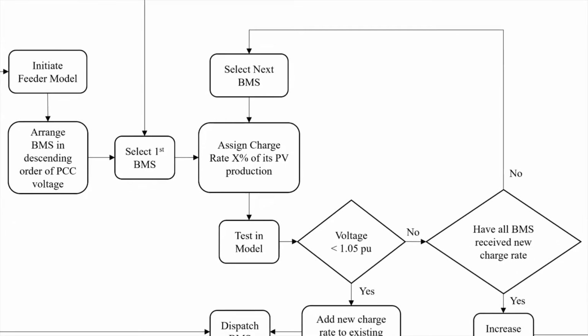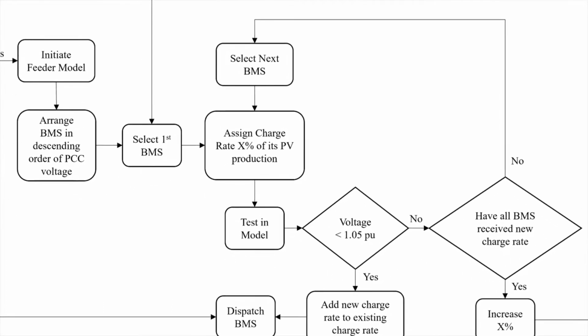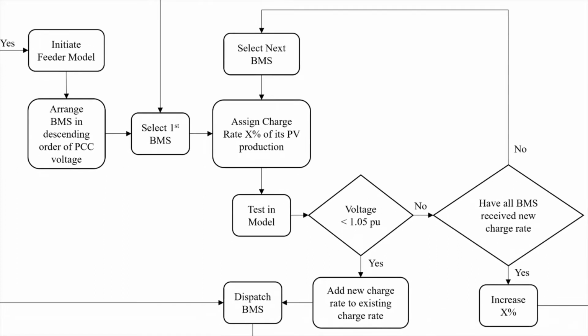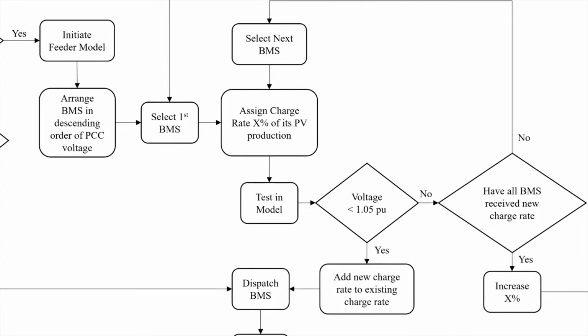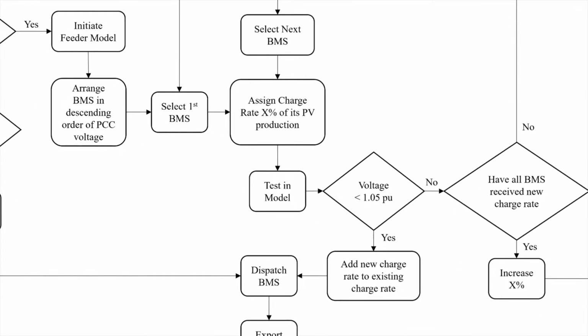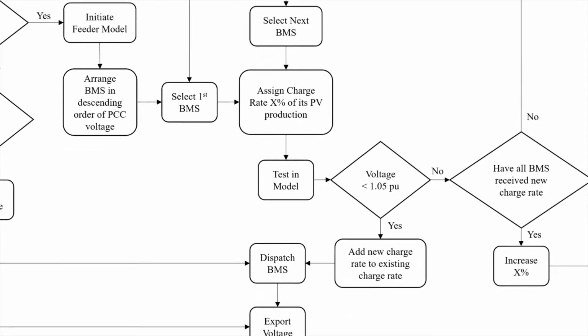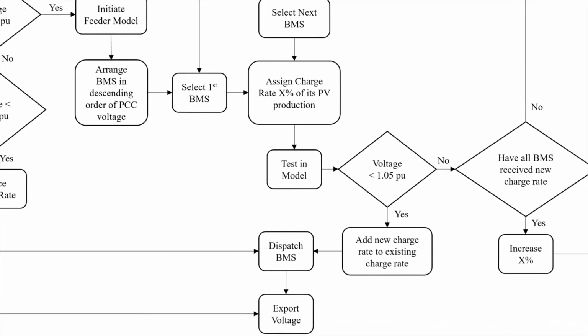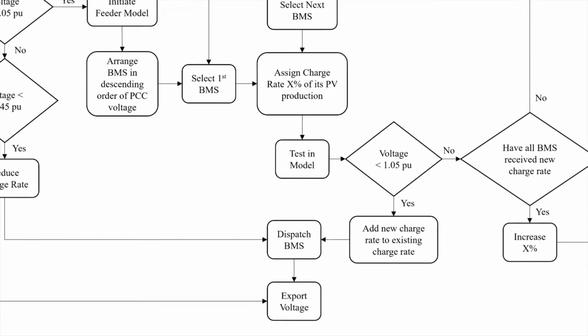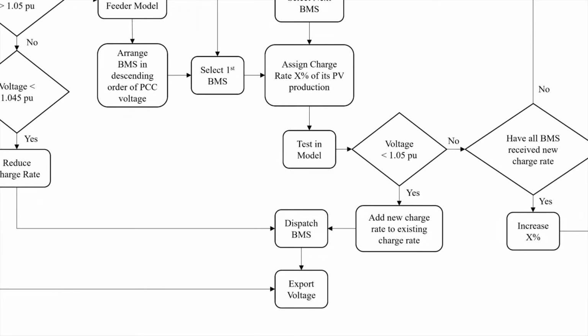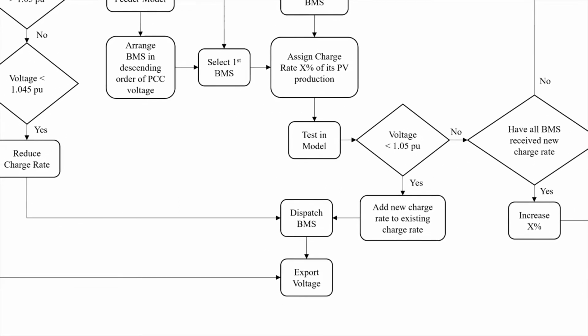The BMSs in the feeder are arranged in descending order of their PCC voltage. The first BMS in this list is assigned a charge rate which is 10% of its PV system production. The algorithm checks the effectiveness of this decision by performing a load flow analysis using a built-in feeder model.